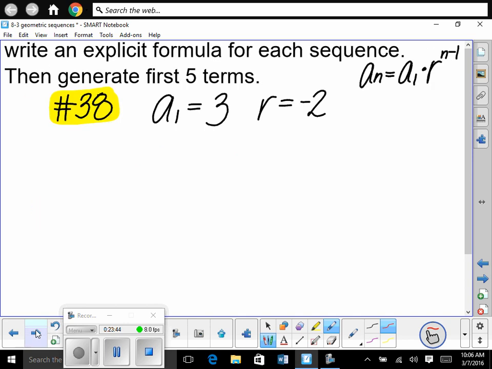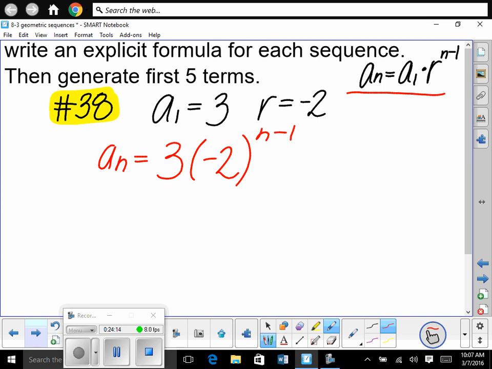Okay, next one, number 38. You'll determine on the rest of those if they're geometric, arithmetic, or neither. Okay, number 38. It says write an explicit formula for each sequence, and then generate the first 5 terms. So first of all, an explicit formula we learned in general is this, right? Let's write it. We're given a sub 1. So we know that a sub n is equal to a sub 1, which is 3, times our ratio, -2, raised to the n minus 1. There's the general formula for any term in this particular sequence.